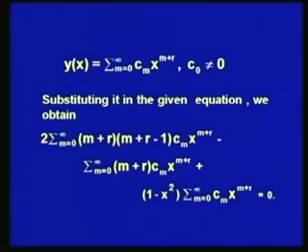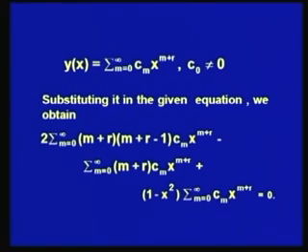After substituting it in the given differential equation, we shall have 2 times sigma m equal to 0 to infinity (m plus r)(m plus r minus 1) Cm x to the power m plus r minus sigma m equal to 0 to infinity (m plus r) Cm x to the power m plus r plus 1 minus x square into sigma m equal to 0 to infinity Cm x to the power m plus r.